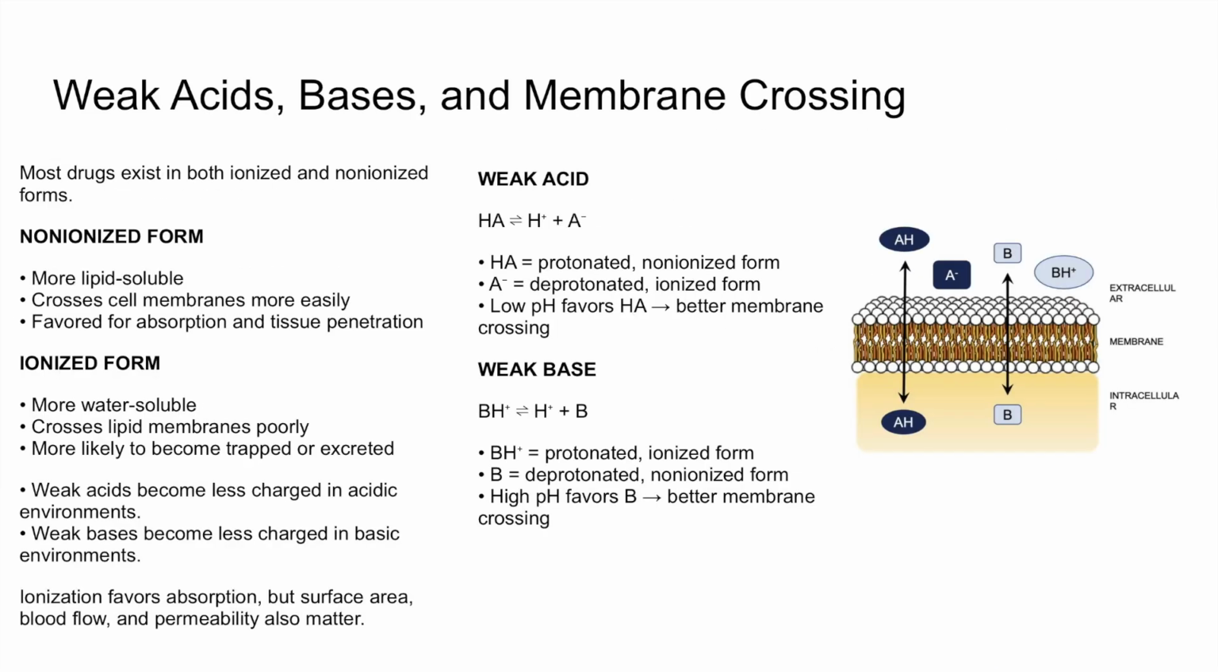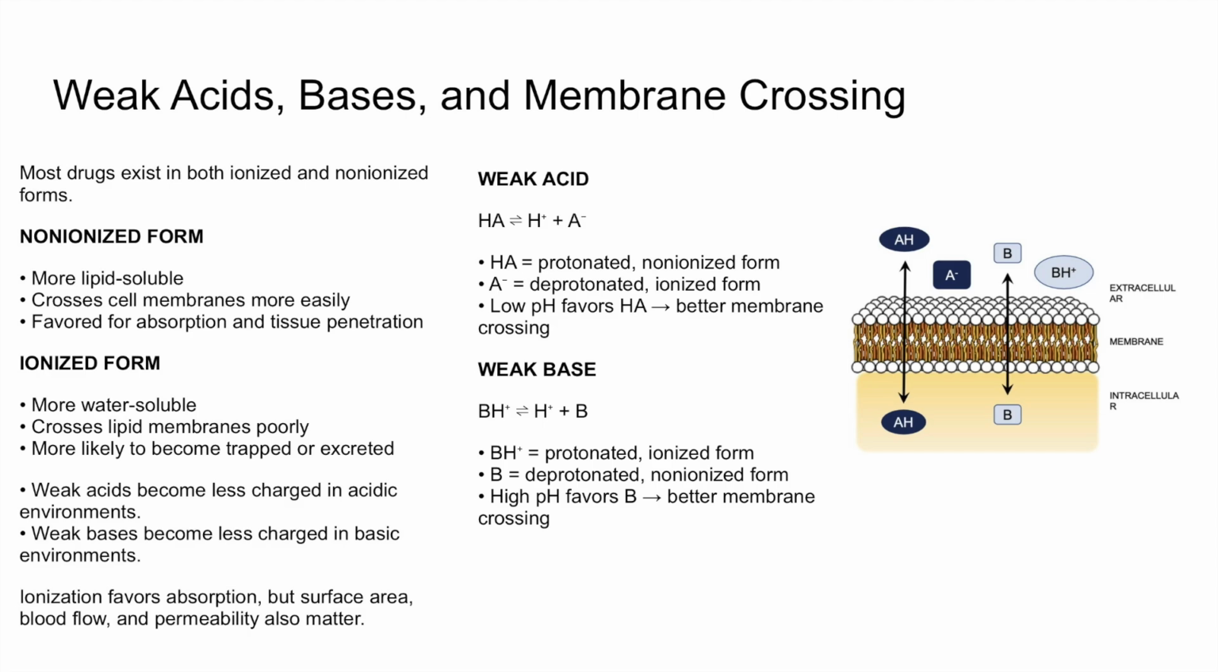Many drugs are weak acids or weak bases that exist in equilibrium between ionized and non-ionized forms. The non-ionized form is generally more lipid soluble and crosses cell membranes more easily. The ionized form is more water soluble and crosses lipid membranes fairly poorly. A weak acid can be written as HA in its protonated non-ionized form and A- in its deprotonated ionized form. An acidic environment favors HA, increasing the fraction capable of passive membrane diffusion.